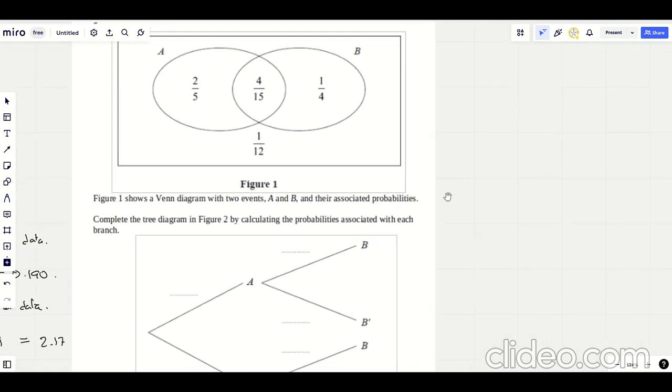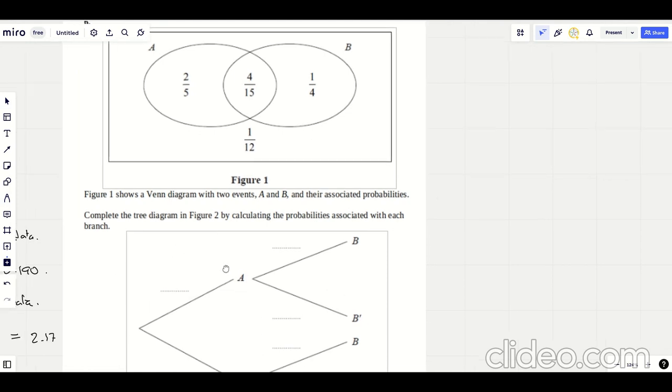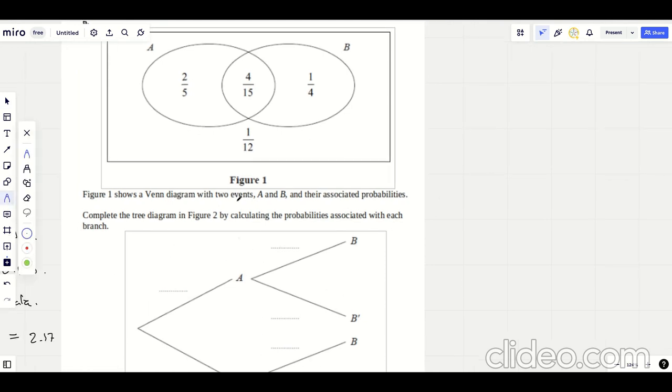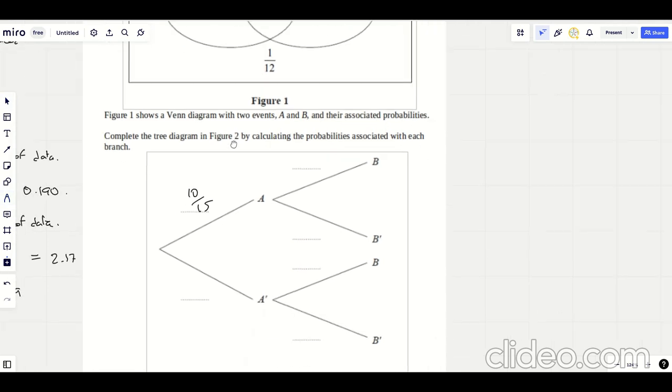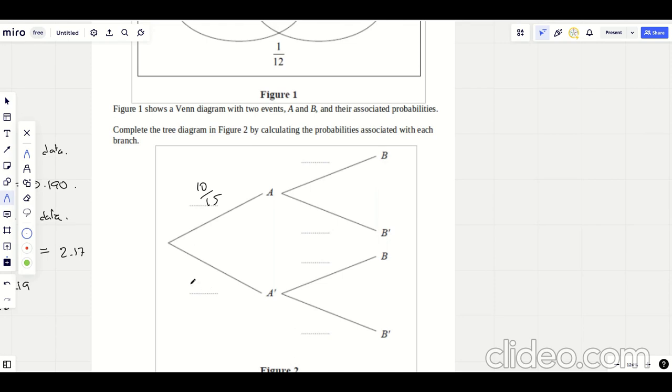Okay, right, what we got here? Turn a Venn diagram into a tree diagram. That's quite interesting. Okay, so probability of A, by the look of this, is going to be, well, all of this. Now, that's 6/15 plus 4/15, so that's 10/15, yeah? And so not A must be 5/15. So in other words, that's 2/3 and a third, yeah?